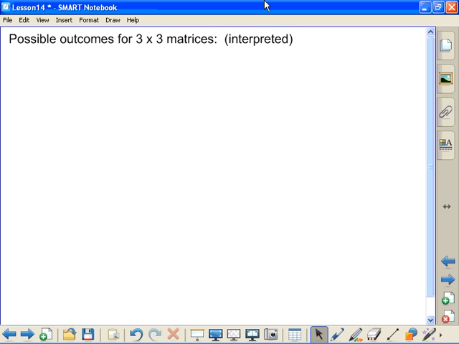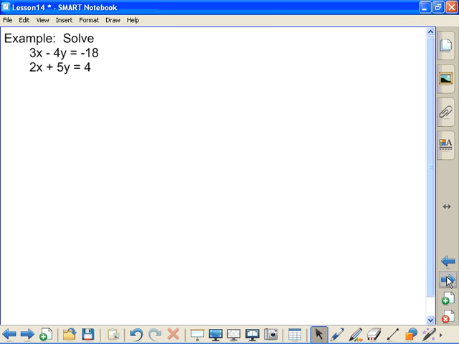Okay, as we go through the slides, you'll notice you have possible outcomes for 3 by 3 matrices, so it's the extension of what I said we'll come back to with the 2 by 2. So hold on to that page, and let's go and do some examples. So what does this look like?